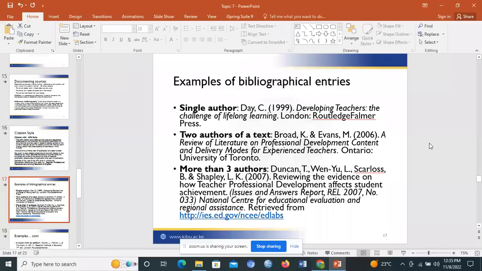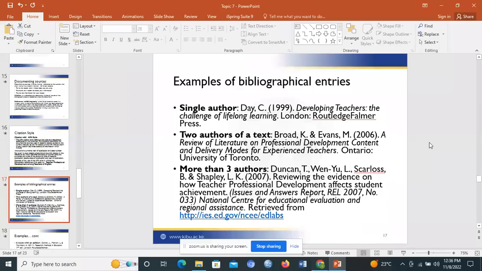Then we have the title of the material. And the title of the material is Developing Teachers, the Challenge of Lifelong Learning. This material was published in a city called London and published by a publishing firm called Routledge Falmer.